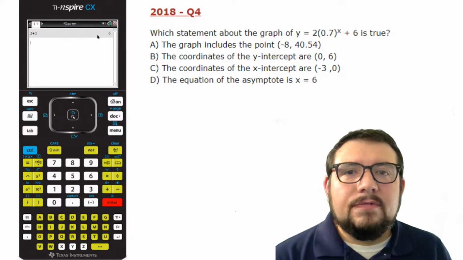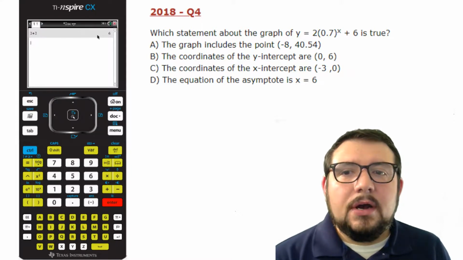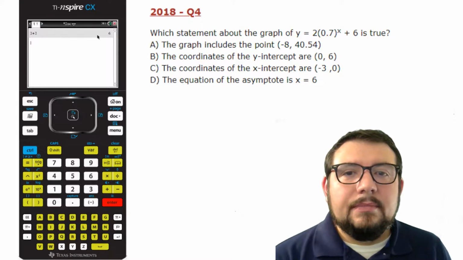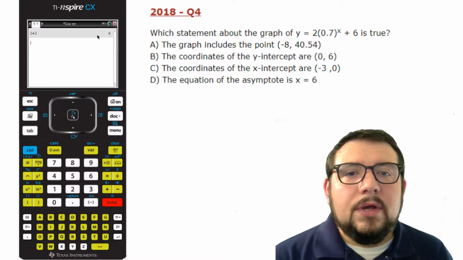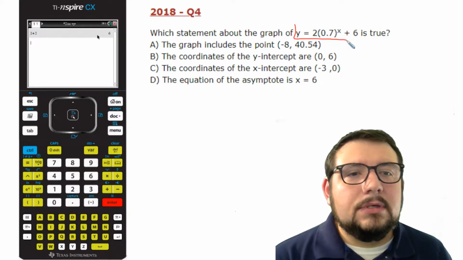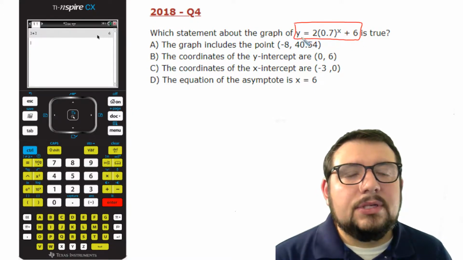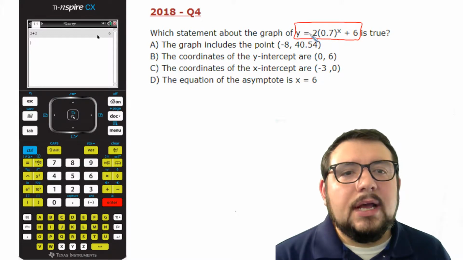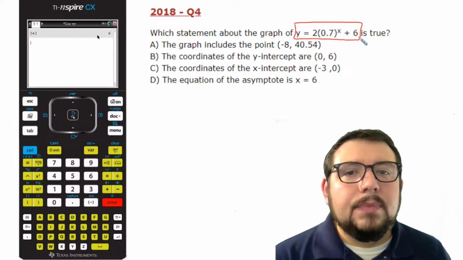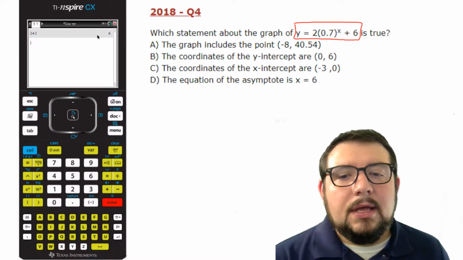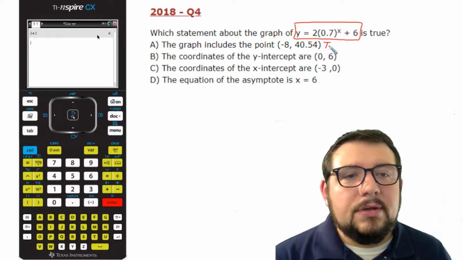Today we'll be solving question 4 from the 2018 Algebra STAAR using the TI-Nspire calculator. So let's get started. Okay, so which statement about the graph of y equals? Okay, so that is an equation and I'm going to circle that because that usually means that I can work inside my TI-Nspire. Okay, the graph includes a point. Okay, so that we can check in the TI-Nspire using a thing called trace.